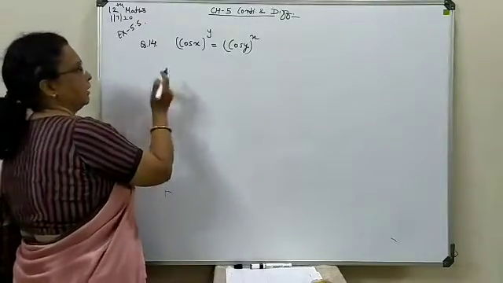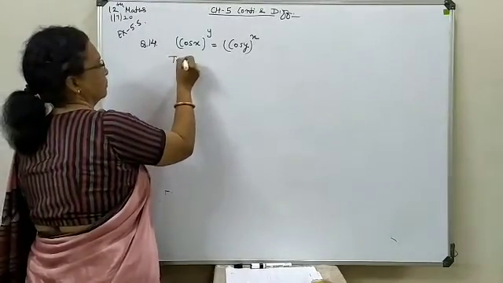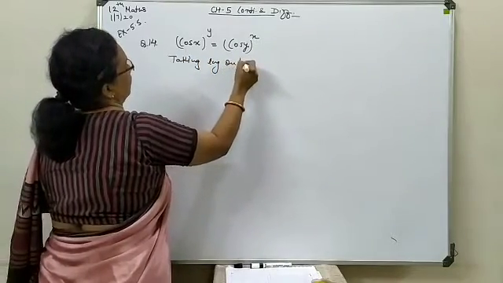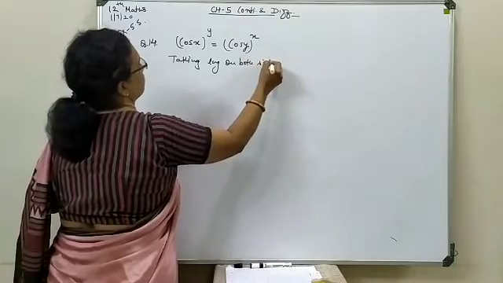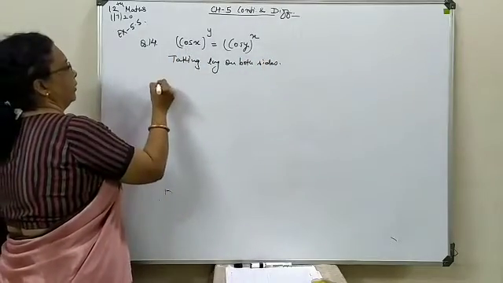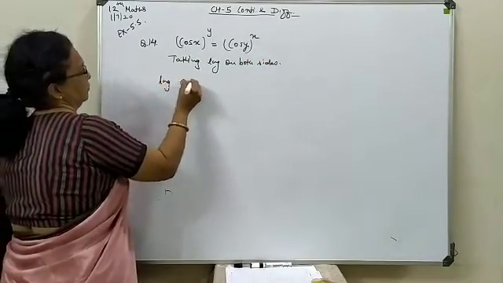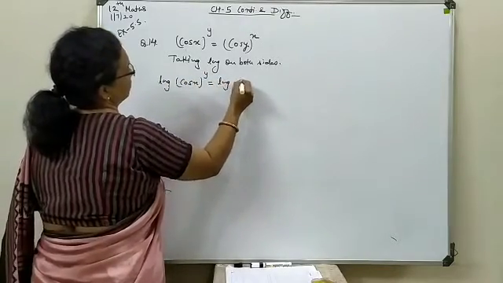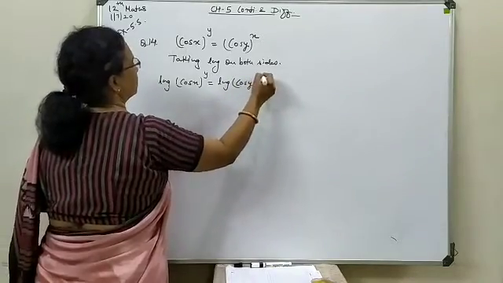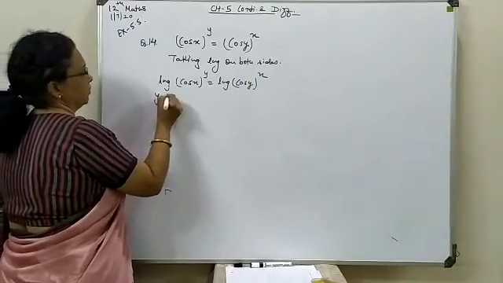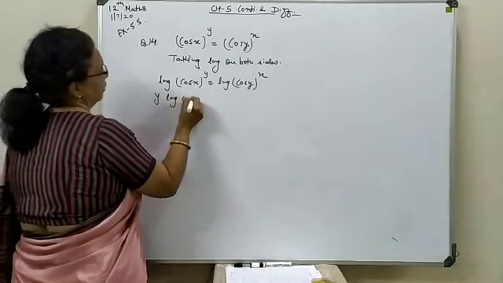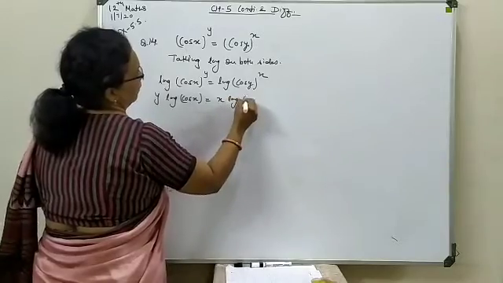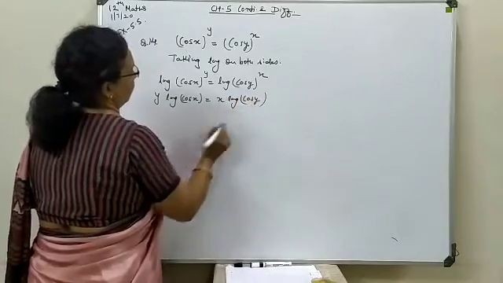So we can start with the direct step, taking log on both the sides. Here, this y will come at the first position followed by log cos of x. Here it will be x followed by log cos of y.